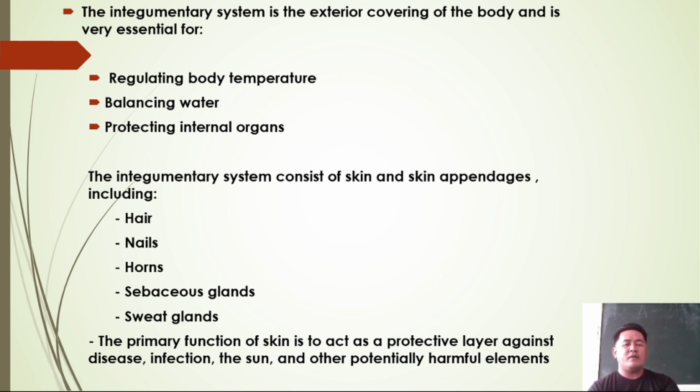Okay, so the primary function of the skin is to act as a protective layer against disease, infection, the sun, and other potentially harmful elements. So, the primary function of the skin, which is the biggest part of the integumentary system, is to protect, okay? It protects against sickness, infection, the heat of the sun, and other harmful elements that can affect the body of animals.